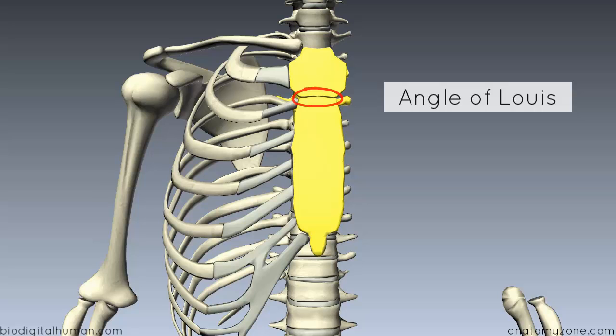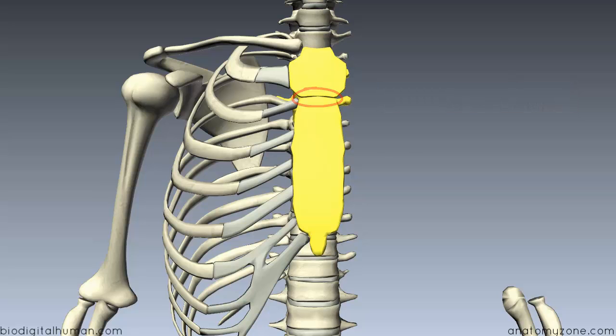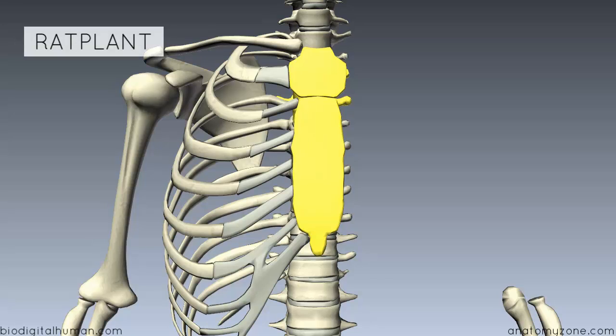So the mnemonic I use for remembering the structures at the angle of Louis is RAT PLANT. So the first structure is the second rib, so the R of RAT PLANT. So you've got, well, it's really the costal cartilage, but it just helps with the mnemonic. So you've got the second costal cartilage of the second rib articulating with the manubrium and the body of the sternum.